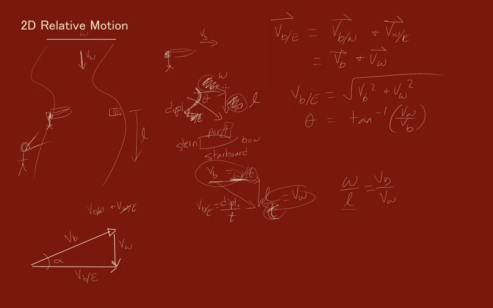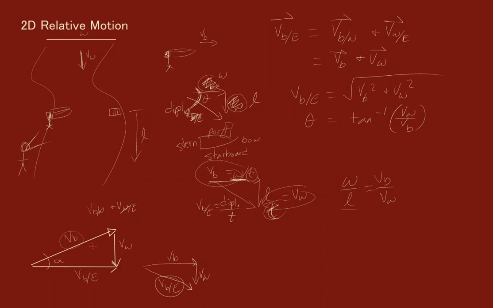This is different from what we had earlier. What we had earlier, we were heading directly across. Velocity of the water is still down, and we are actually being carried down. So notice here, we have swapped what the hypotenuse is.